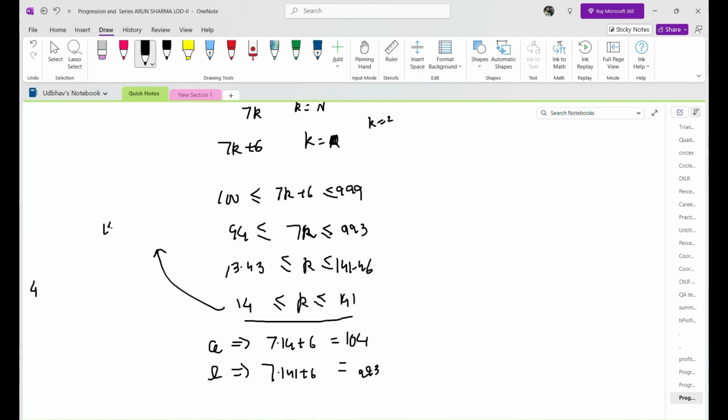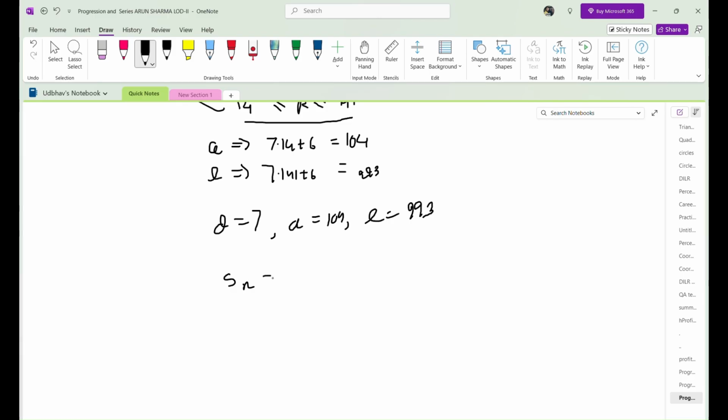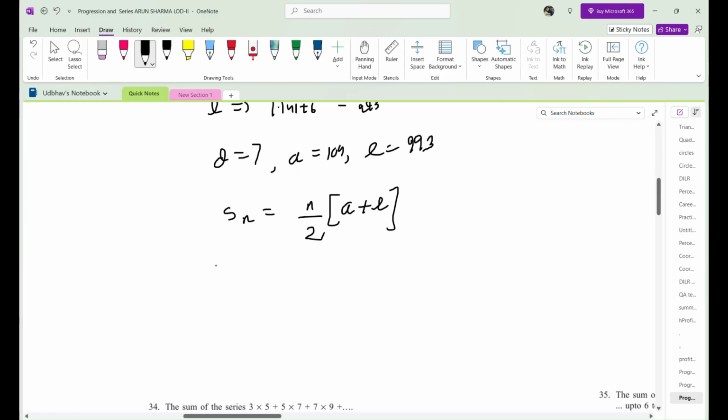And how many numbers are there between these? There are 141 minus 14 plus 1 numbers, because we have to include both of them. So there are 128 numbers. Now this is just similar to an AP where the common difference is 7, the first term is 104, the last term is 993, and we have the formula for the sum of n terms of an AP as n by 2 times a plus l, right?